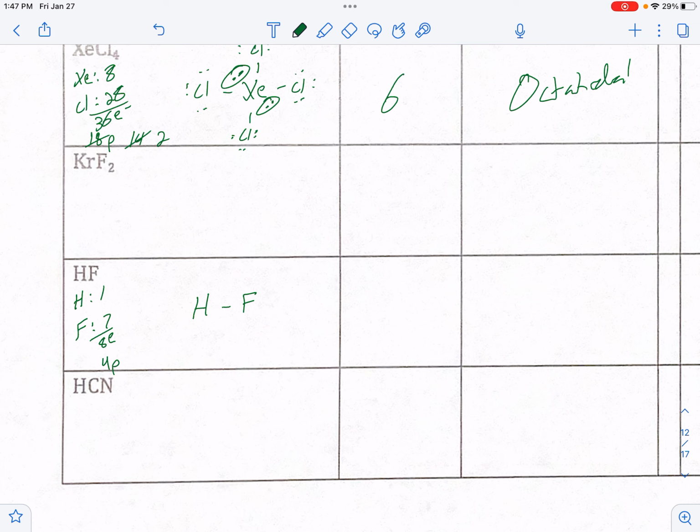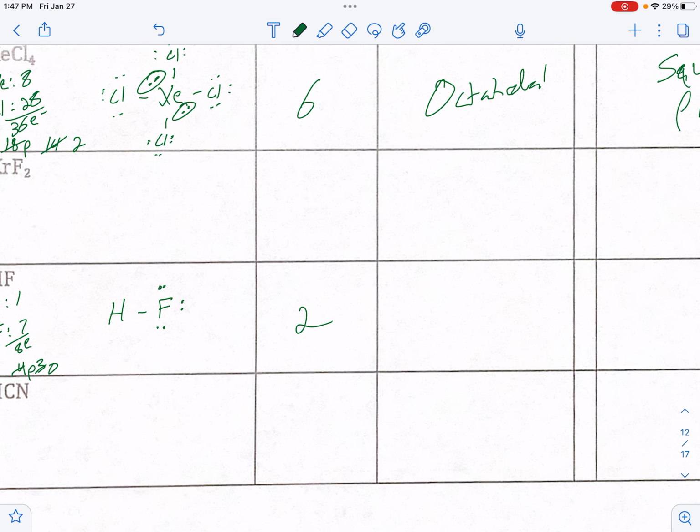Now, I've used up 1. I've got 3 left. Now, I cannot put any on H, so that means all 3 pairs get to go to this fluorine. And that means I'm done. There's no leftover pairs, so it's 0. Now, number of attachments, anytime I have only 2 atoms, it's only going to be 2, which is going to create a linear shape.